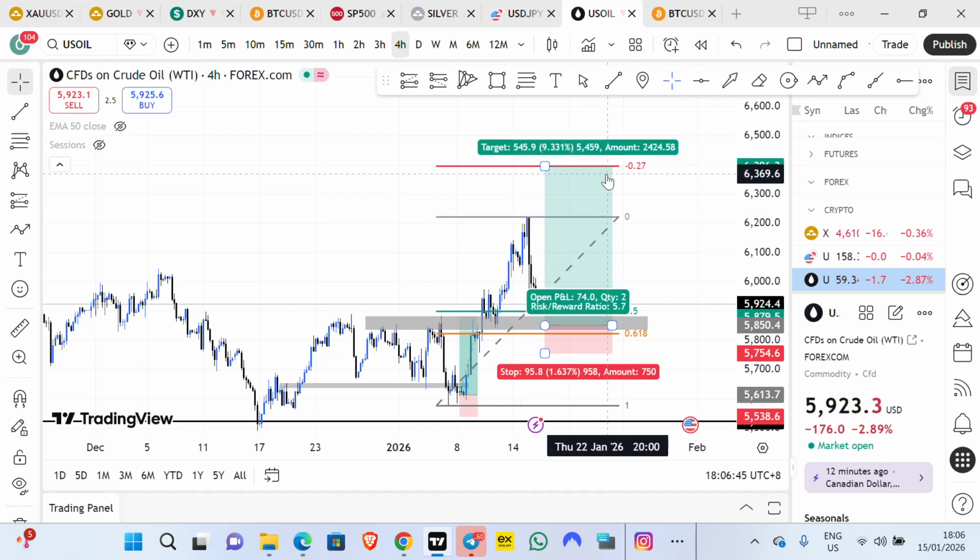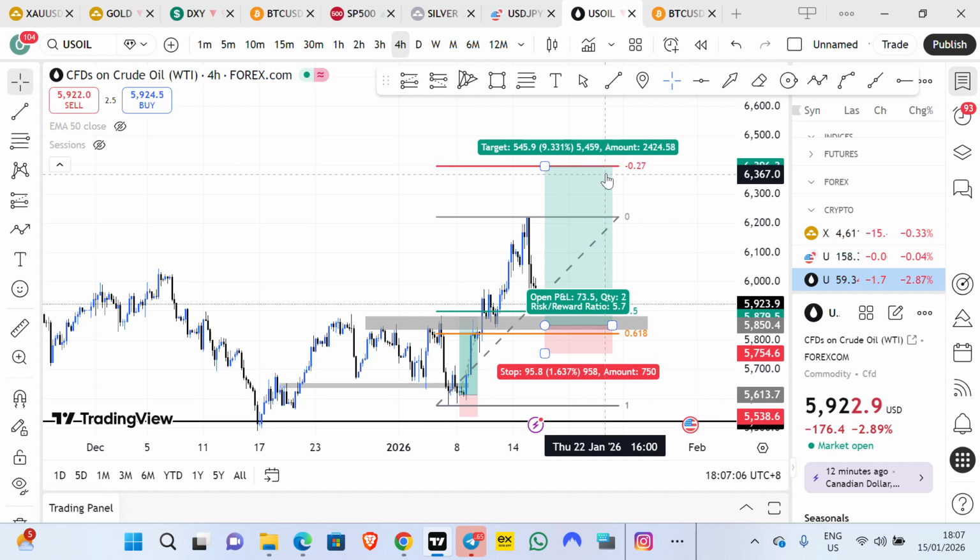This is a very huge risk to reward, 1 to 5. Maybe you're risking $100, you'll be having $500. You'll be risking $1,000, you'll be having $5,000 profit. You'll be risking $10,000, you'll be having over $50,000. That is how it is.